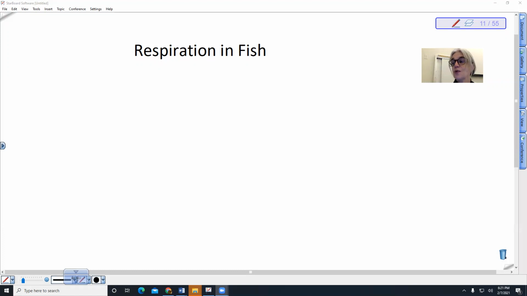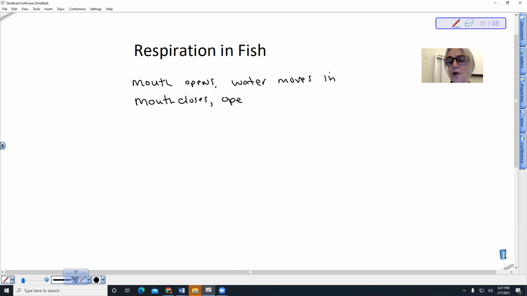So when we look at this, when water is taken in, it is taken into the mouth. Okay, so we'll write: mouth opens, water moves in. Mouth closes, and then the gill covering, which is called the operculum, it's a covering of the gill, opens, and water moves out over the gills.